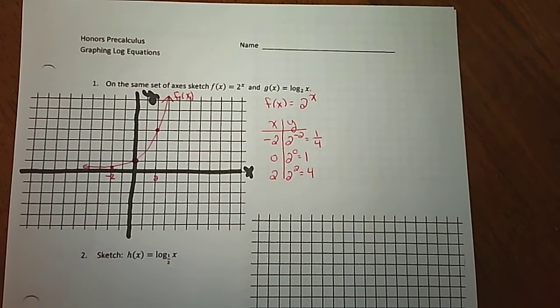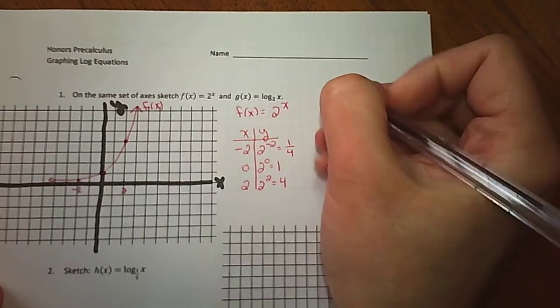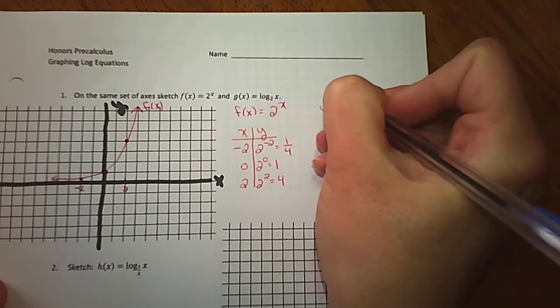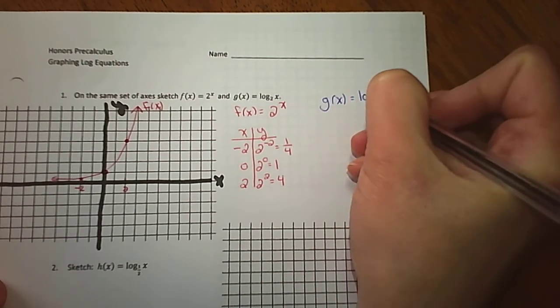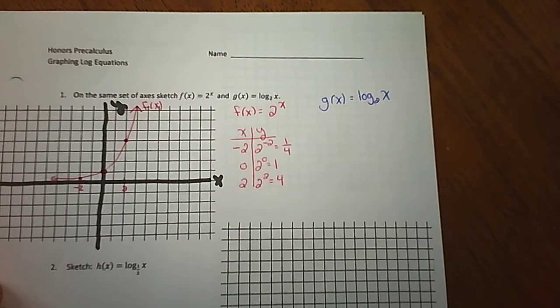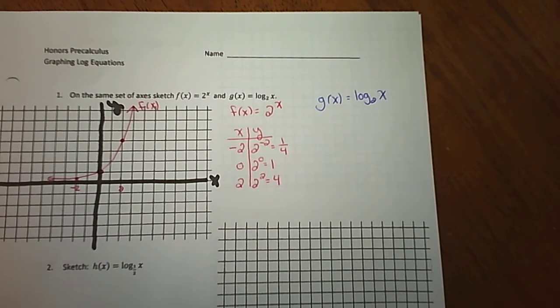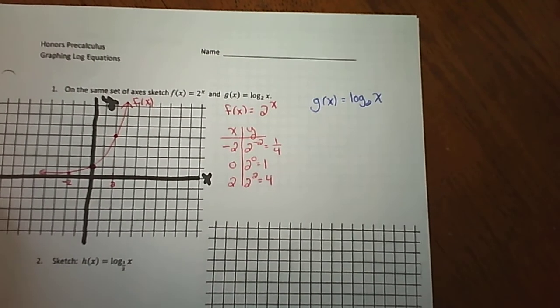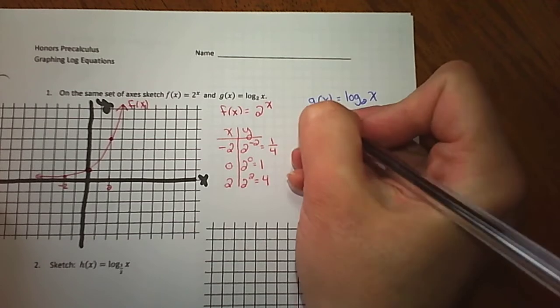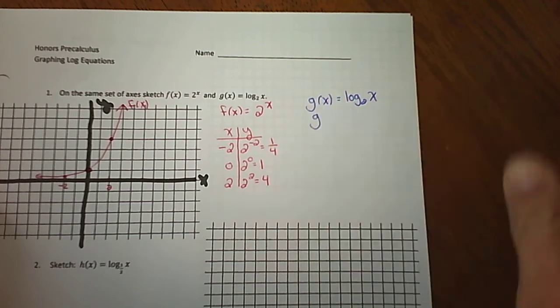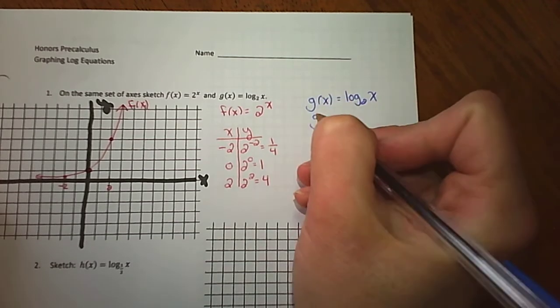All right, now let's do g of x. So g of x now is log base 2 of x. Now, the easiest way to graph logs is to convert it into an exponential function. So g of x, right? Actually, here's my, oh, I don't have it with me.